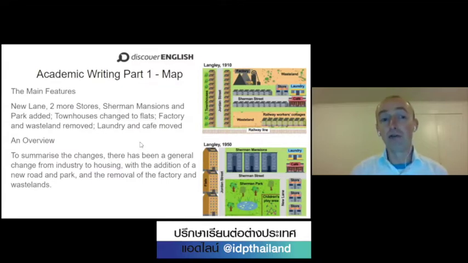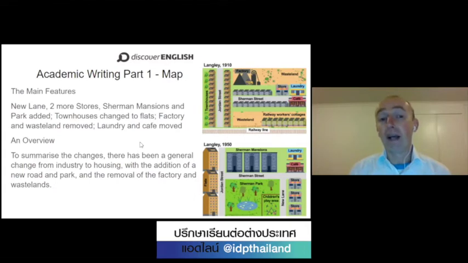There are 2 more stores. They're Sherman Mansions and the park. They've all been added between 1910 and 1950. We don't know when they were added, so you can't say in 1950 they were built. You can say between 1910 and 1950, the changes that happened were a new lane was built, 2 more stores, and Sherman Mansions and the park were all added.